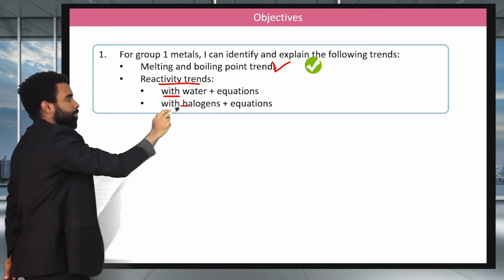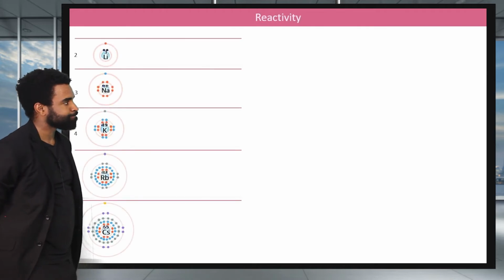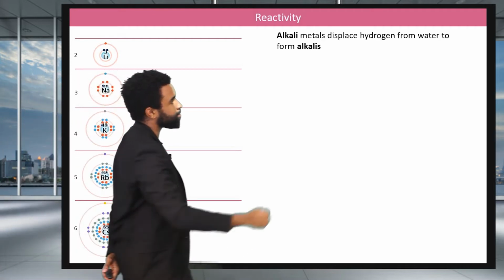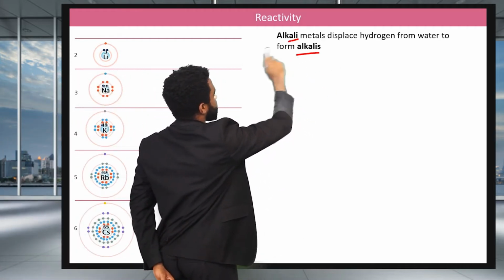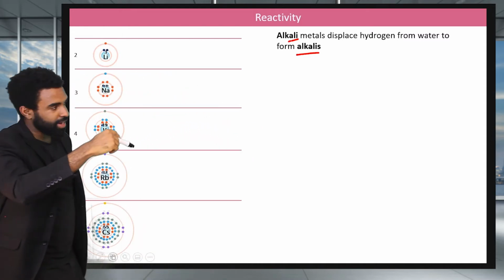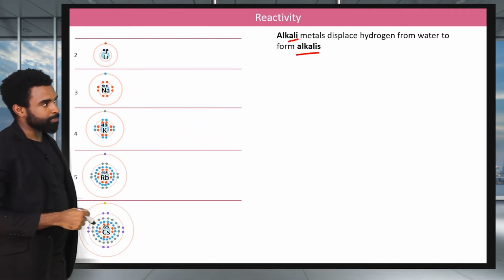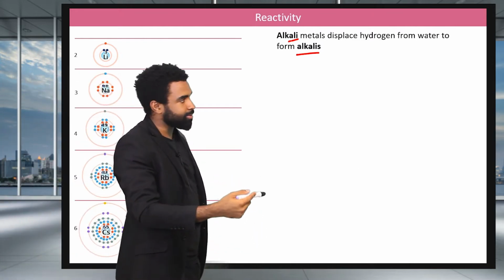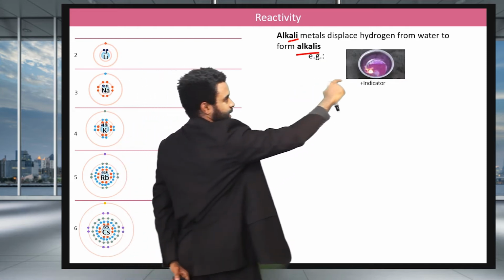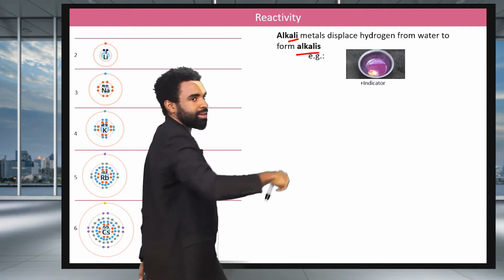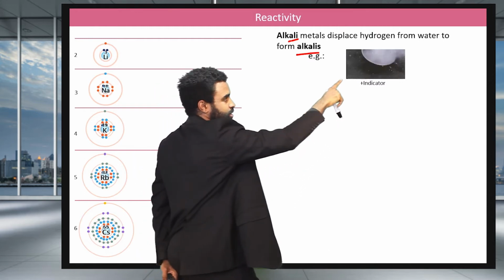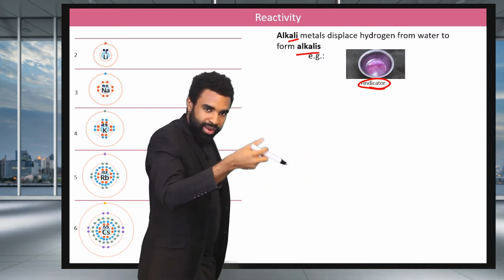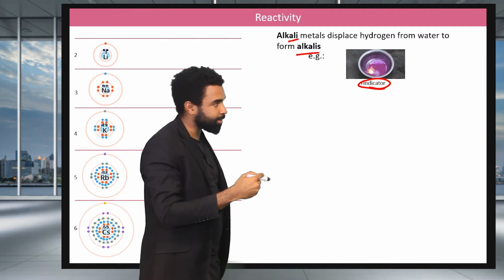Let's move to chemical properties, the reactivity trends. Here's a statement for you. Alkali metals displace hydrogen from water to form alkalis. Remember, what we're trying to explain are the reactivity trends of alkali metals with water. It turns out that they displace hydrogen from water to form alkalis. That's why they get the name alkali metals: when they react with water, like sodium, they form an alkali. What's an alkali? An alkali is a base. The water is turning purple here because we put an indicator in it that turns purple when the solution is basic, when the pH is above 7.